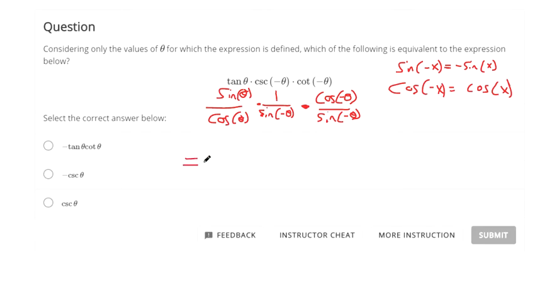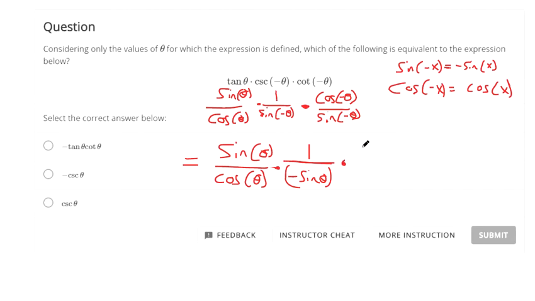So let's use those odd and even properties. We got sine of theta. No odd or even properties apply there because it's already a positive theta. Now down here in the denominator, I'm going to move that negative theta to the outside. Make sure you multiply across the denominator. And then here, cosine of negative theta is the same thing as cosine of theta. Sine of negative theta is negative sine of theta, because if you have sine of negative x, that's negative sine of x.